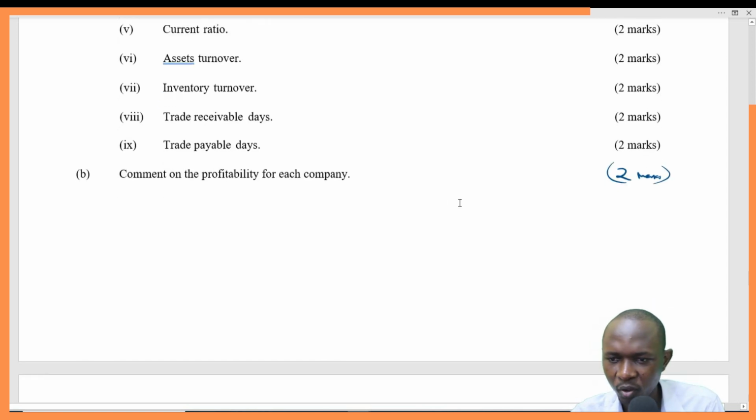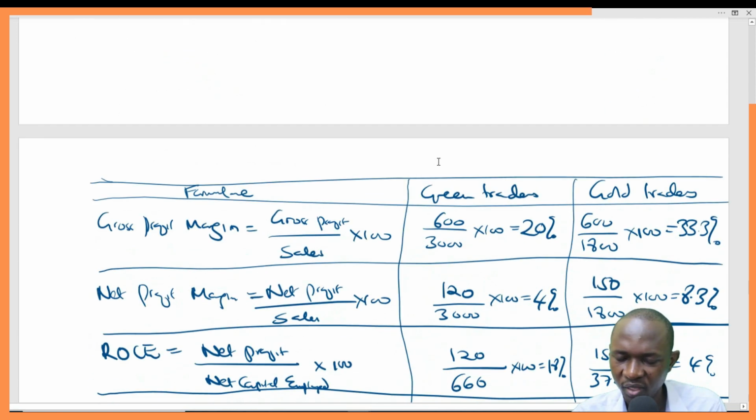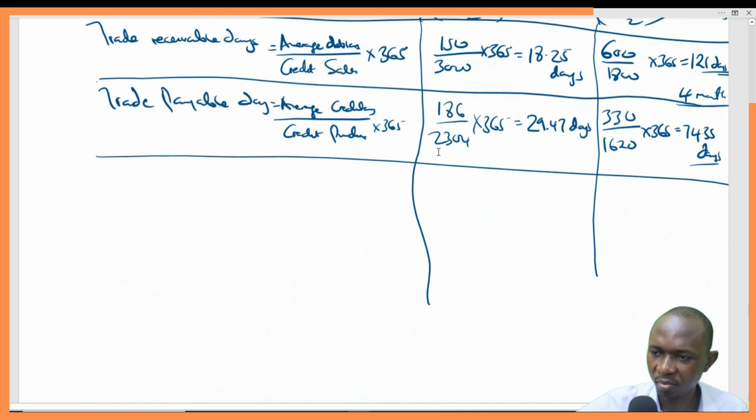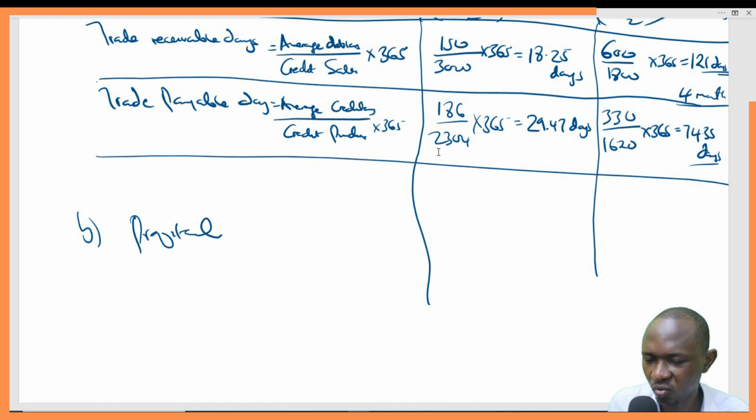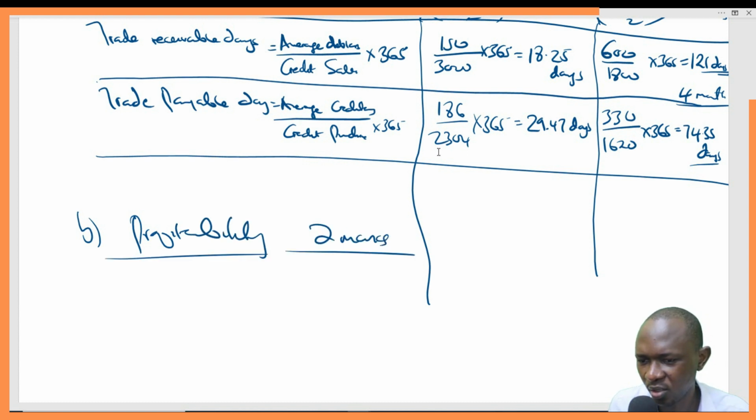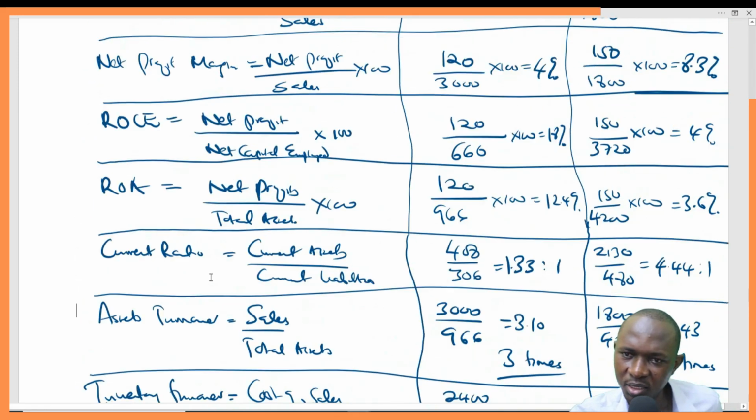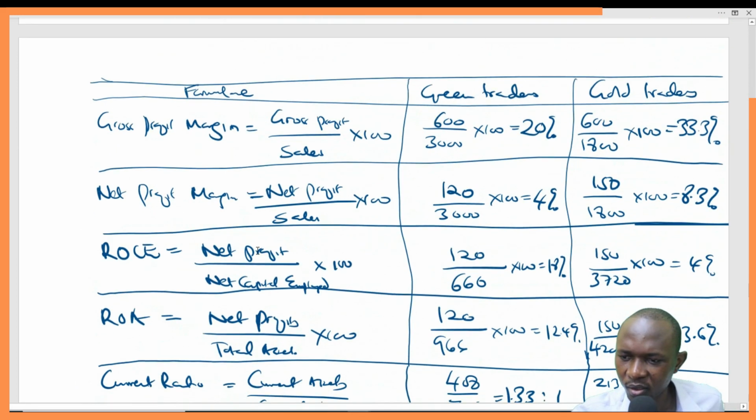Let's move to B. Comment on the profitability for each of the companies. This is 2 marks, so we are not going to spend a lot of time here. Let's just see what happens here. What happened? So, gross profit.